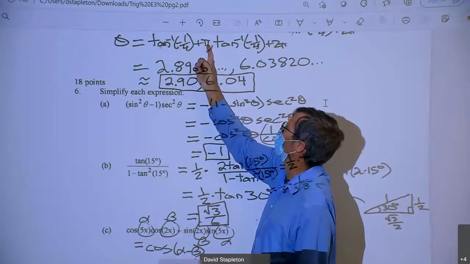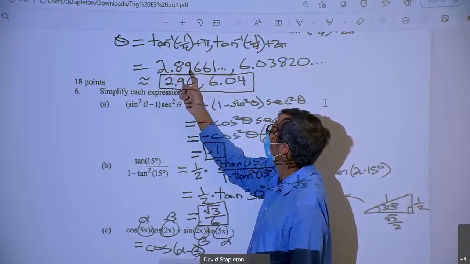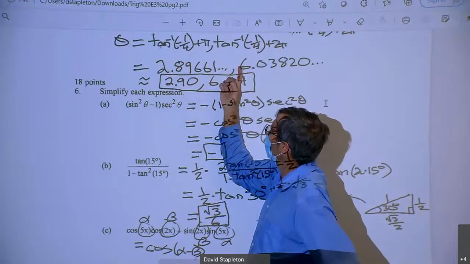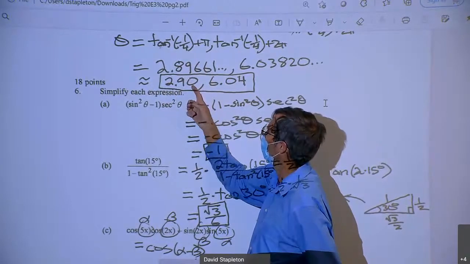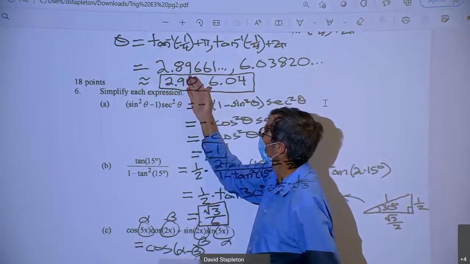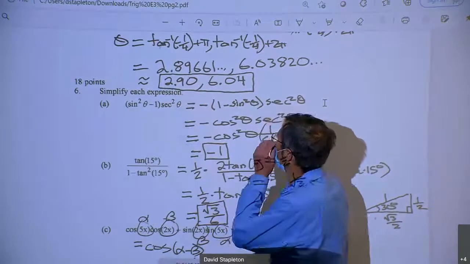So if you put your calculator in radians mode and add arc tangent of minus a fourth plus pi, you get 2.89661 and a bunch of other digits. And I said round to 2 decimal places. So you put 2.89, the next digit is 5 or greater, so you round this up to 2.90. You must put that last digit, or people assume you rounded it to 1 decimal place, right? So this is a significant digit. You have to write the 0.